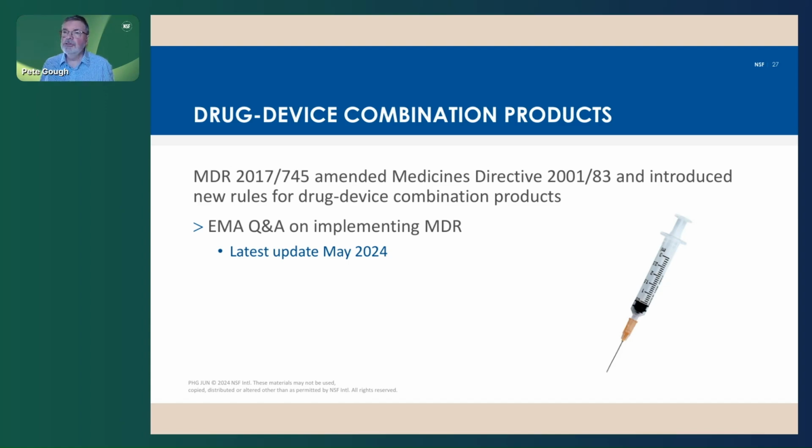So, having introduced a lot about medicines and devices, let's have a look at combination products. The medical device regulation of 2017 introduced changes, and it introduced those changes by varying actually the law for medicinal products, which is currently 2001/83 in the EU. And the EMA, the European Medicines Agency, has recently updated and very significantly revised their question and answer document on implementing the medical device regulation for combination products. The latest update was published in May 2024.